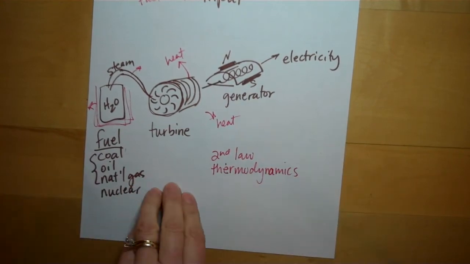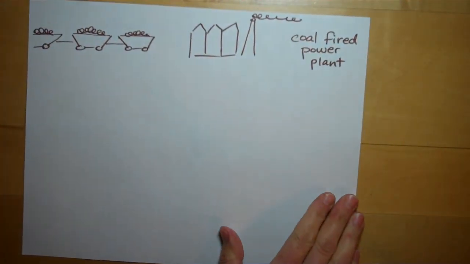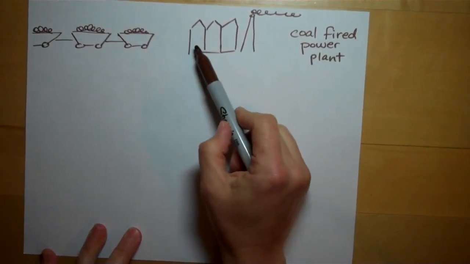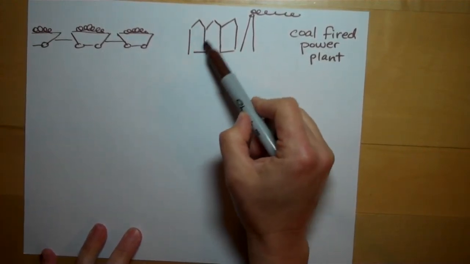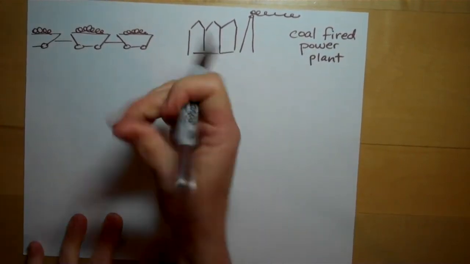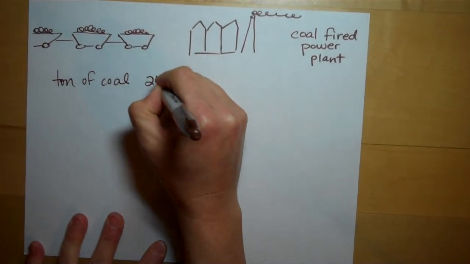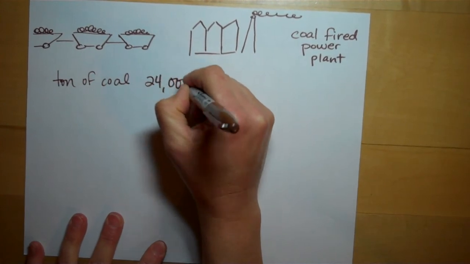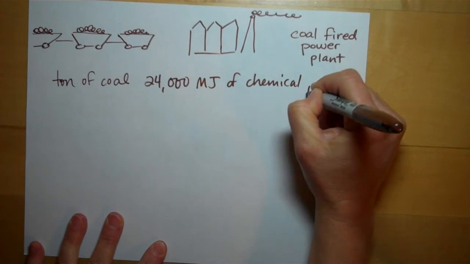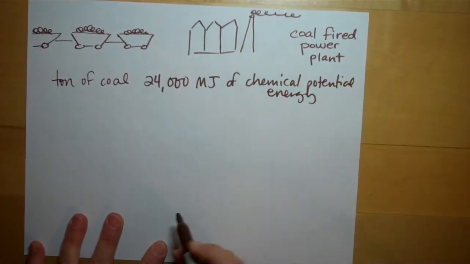Okay, let me give you a quick example in a coal-fired power plant. You can see all this coal coming in. It's going to get burned, produce steam, turn a turbine, go through an electromagnet, and produce electricity. A ton of coal has about, depending on the type of coal, 24,000 megajoules of chemical potential energy stored inside the chemical bonds of the coal.